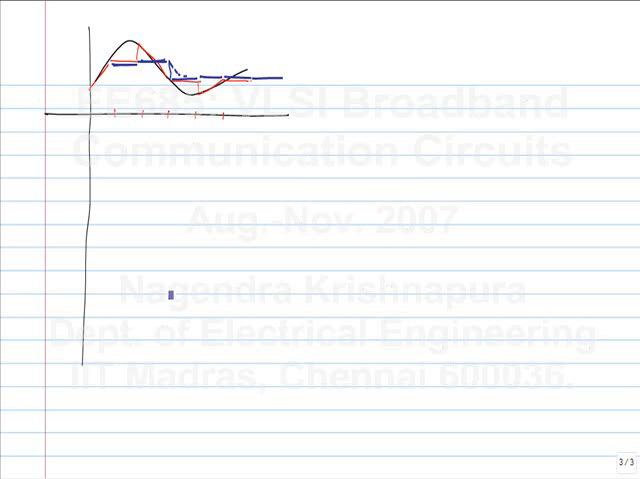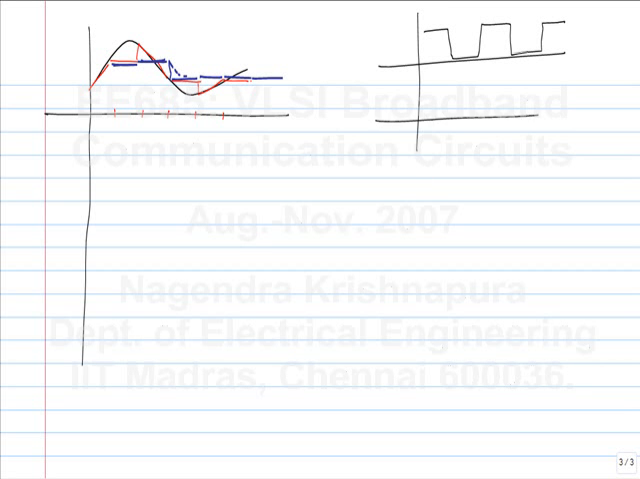A suggestion was, instead of using two sample and holds, we will use a single sample and hold with twice the period. Instead of using this waveform, which forces me to use two of them to get a one clock cycle delay, I will use this. Will this work or no? It will work.